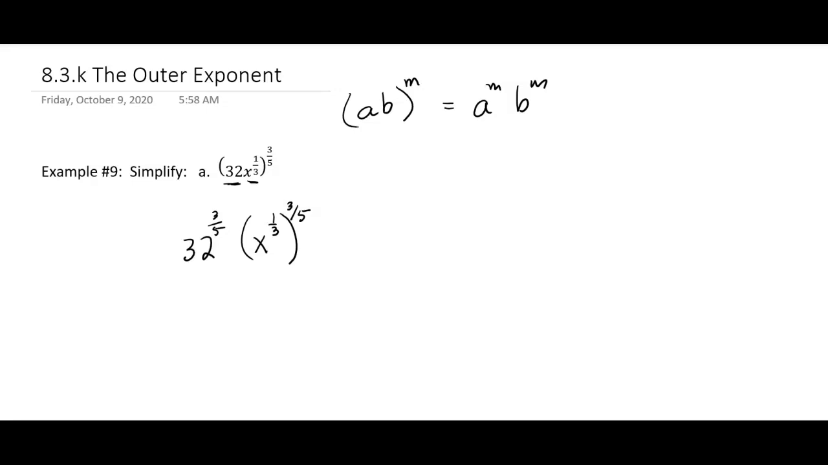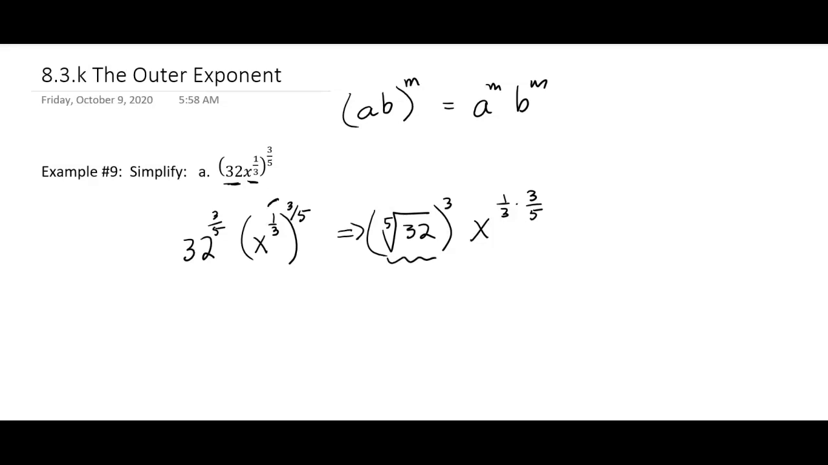So 32 to the 3/5, I'm going to think of that in radical notation. So I'm going to think the 5th root of 32 to the power of 3. Okay, so that's using it from the rational exponent notation to the radical notation. Now the x, I'm going to multiply those, so it's going to be 1/3 times 3/5. Okay, so now I need to do some simplifying.